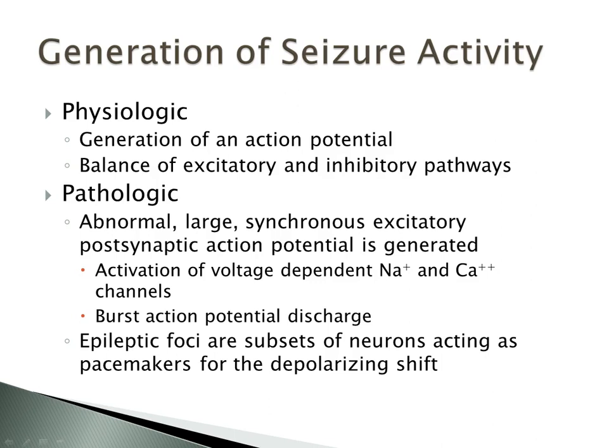So now we're getting back to some of our chemistry or physiology, and we're going to be talking about generation of seizure activity. But essentially, there's a generation of an action potential, and there's always a balance of excitatory and inhibitory pathways in the CNS. The pathologic response is that an abnormal, large, synchronous excitatory postsynaptic action potential is generated. So this means you have this electroactivity that keeps perpetuating itself, and it's inappropriate. So you have activation of voltage-dependent sodium channels and calcium channels, and potentially this burst of action potential discharge. Sometimes there is even an epileptic focus or foci that are neurons that act as a pacemaker.